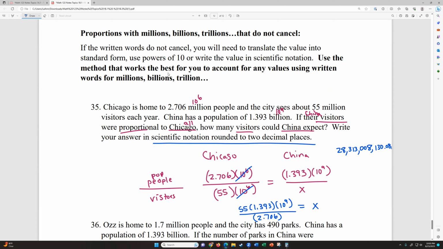Now, to write this in scientific notation, here's my decimal. I need to move 1, 2, 3, 4, 5, 6, 7, 8, 9 places to get that to be 2.83, rounded to 2 decimal places after I've got the decimal in the right location. And then that was a movement of 1, 2, 3, 4, 5, 6, 7, 8, 9, 10. So times 10 to the 10th. And that would be visitors in China. So that is 28 billion if we look at it in its standard form. So that's a lot.